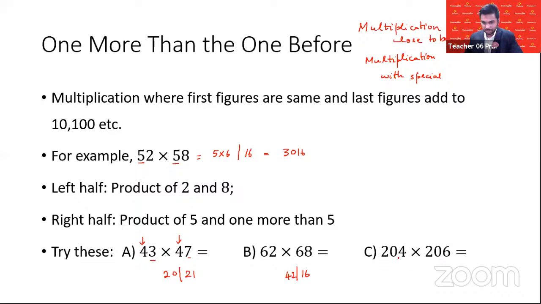What about this larger number? 204 and 206. So here we have to consider this as a single number. And the last part is 4 and 6. So the last part will be 24. And you have to be a little bit careful. The base is now 100. So you'll have to be a little bit careful. The first part to the answer would be what? 20 times 21. 20 times 21 is nothing but 420. So the answer is going to be 42024.